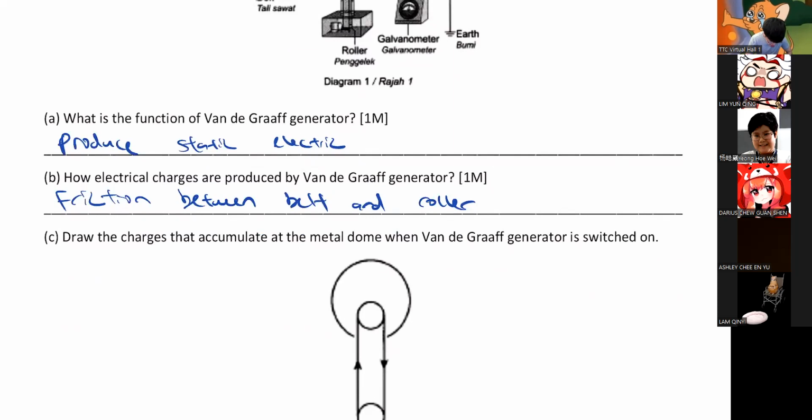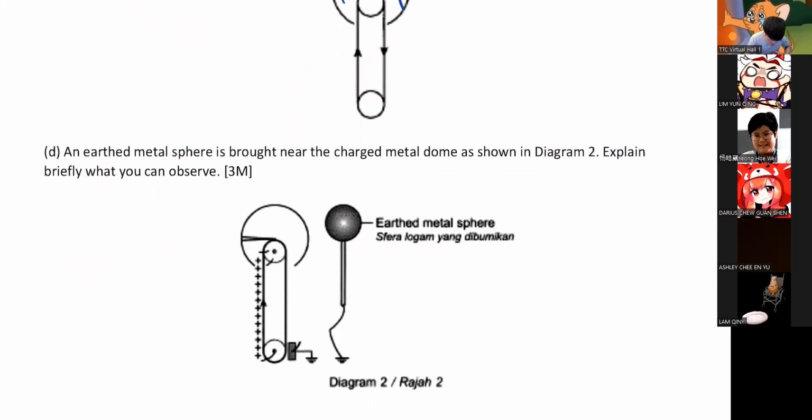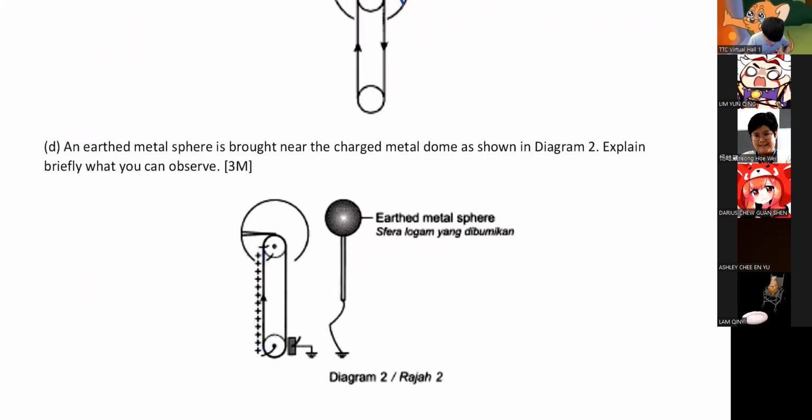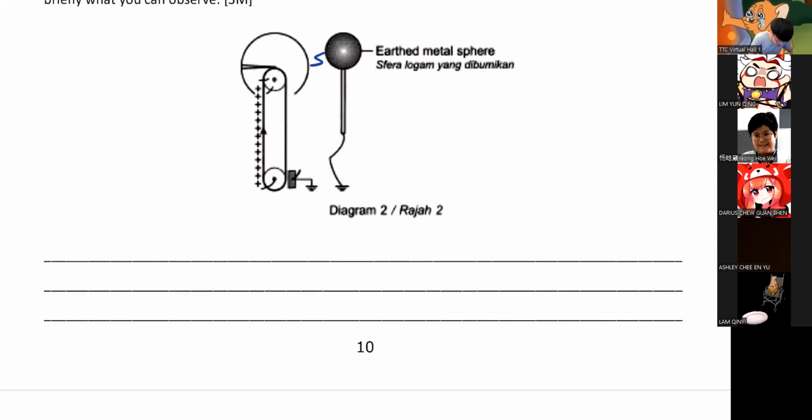So C, draw the charges that accumulate at the metal dome when this thing is switched on. So you can just draw positive here lah. You want to draw negative also can. All right, that's the answer already. As positive here. So they say an earth metal is brought near the charged metal, explain briefly what you observe. You will see a static here. You see a mini lightning here. It is a mini lightning. This is how lightning happens. All right, observe what you can observe.